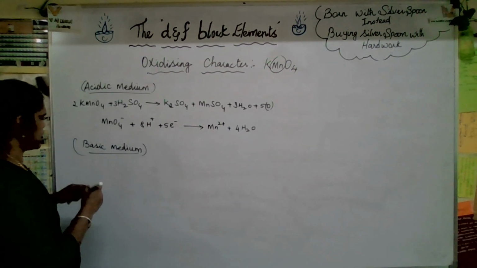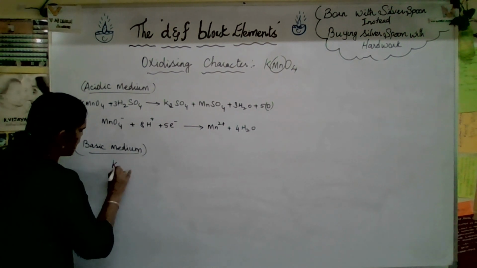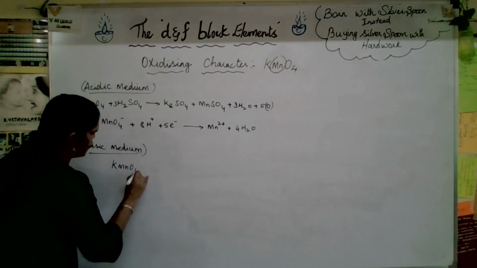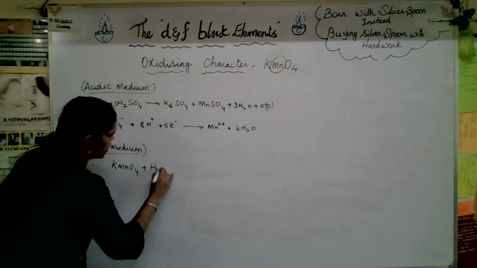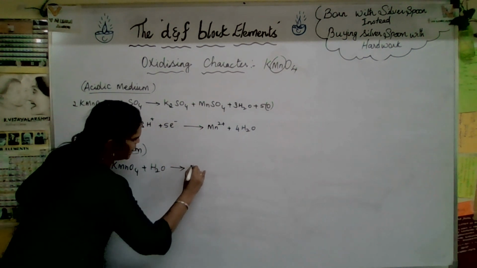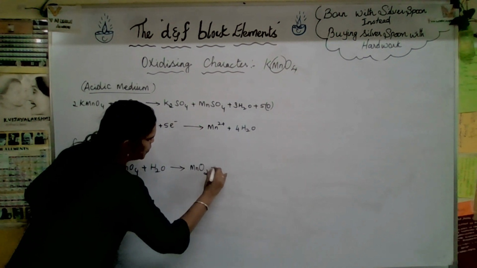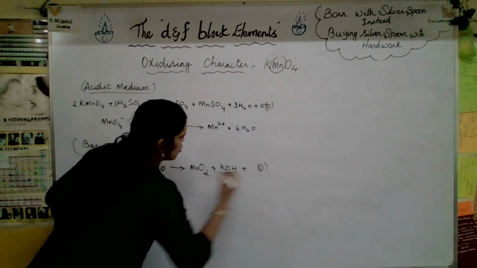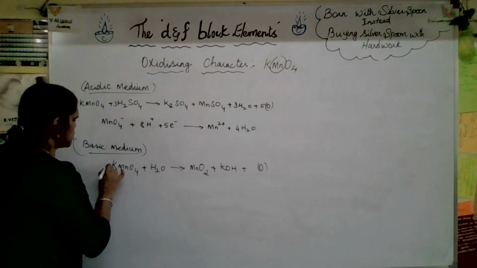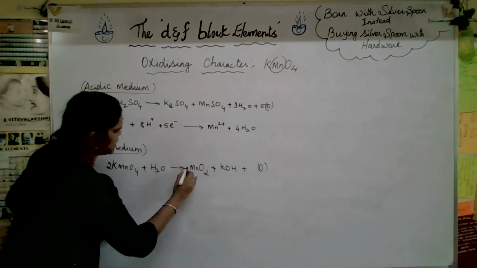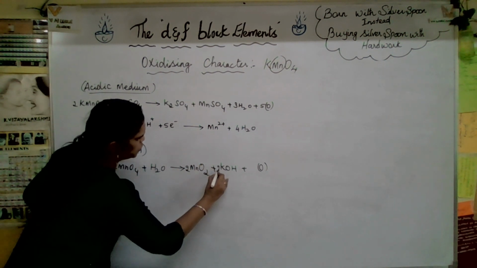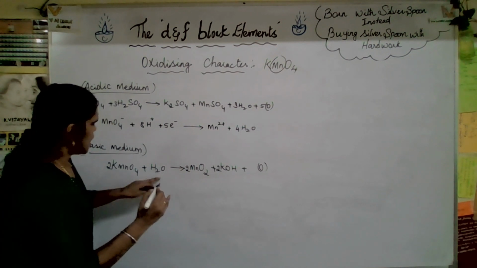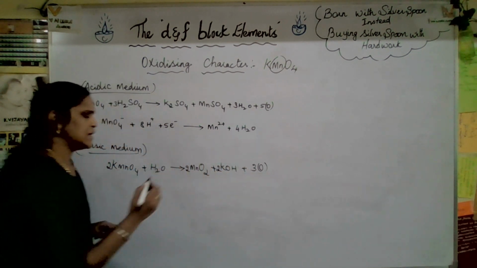Now, in this basic medium, KMnO4 combined with the water, you will get MnO2 plus KOH plus nascent oxygen. Okay, so here 2 KMnO4 means here 2 MnO2, 2 KOH and 3 nascent oxygen.